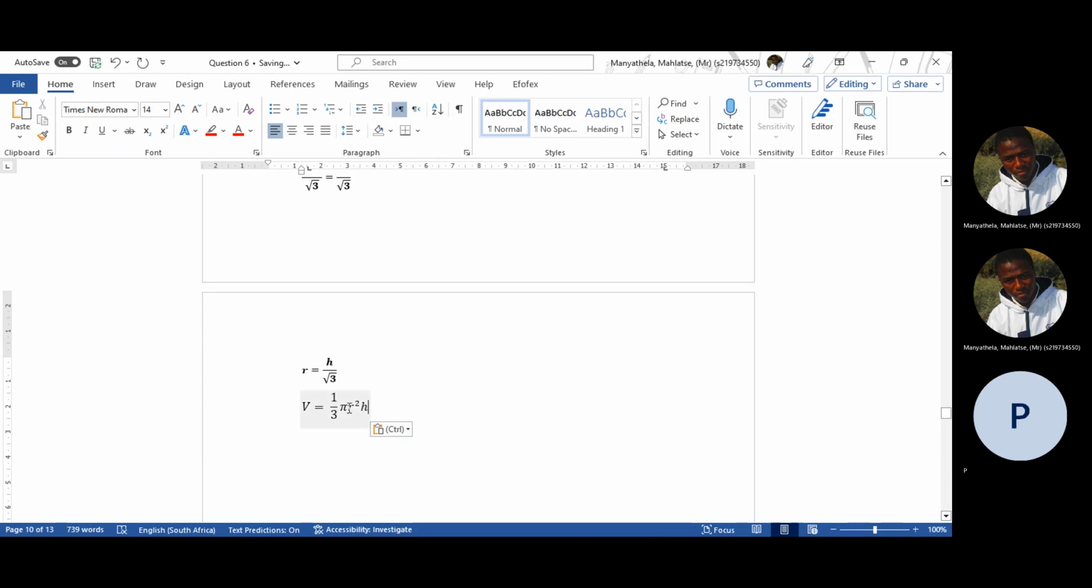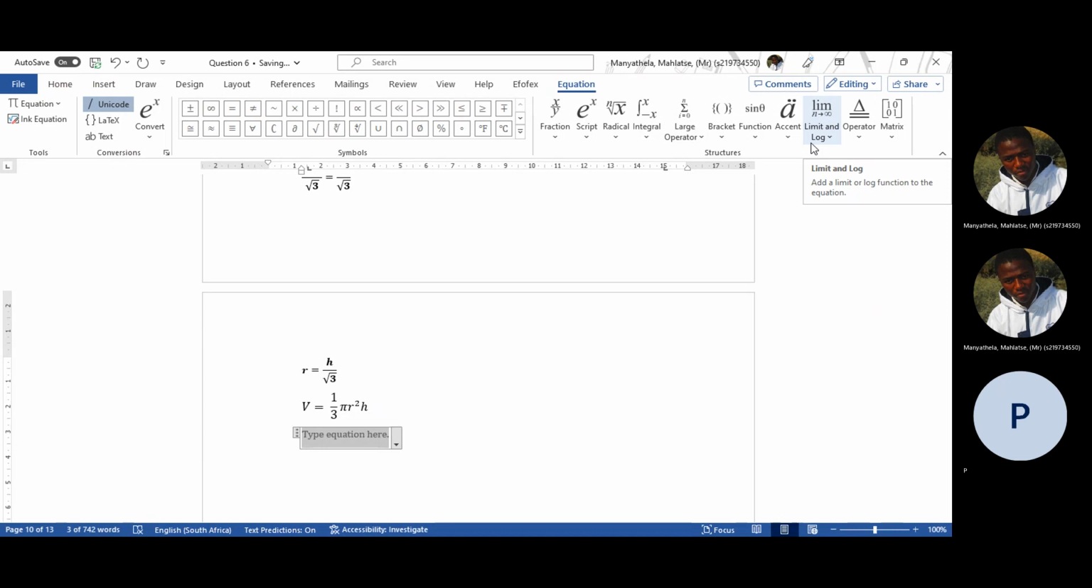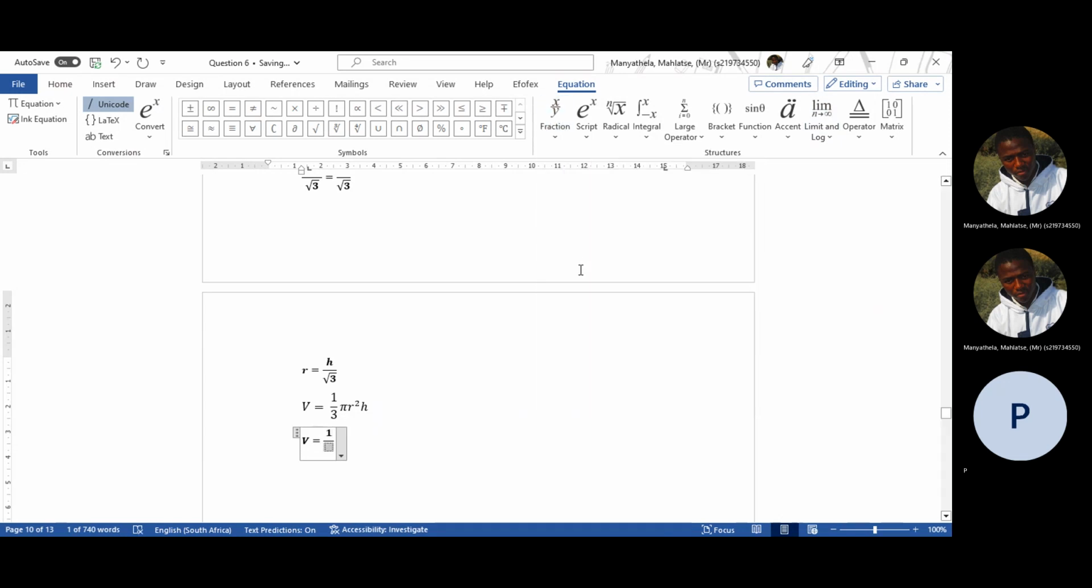So we know the value of r, we know the value of h. So the volume with respect to h, the volume is equal to 1 over 3 pi r squared.